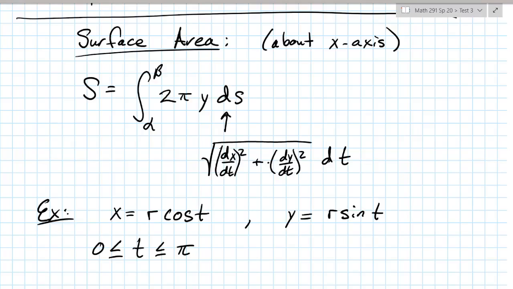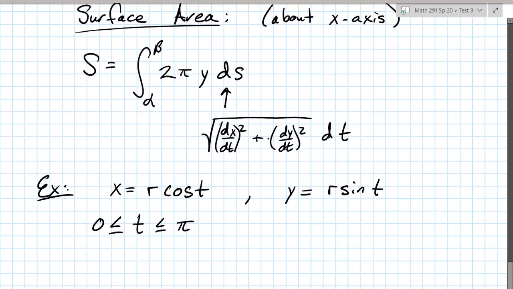Our last application in this section is surface area. And our formula for surface area, if we rotate about the x-axis, is the integral from alpha to beta of 2 pi r, our radius is the height, the y, times the ds. And ds we saw from the arc length before is the square root of the derivative of x with respect to t squared plus the derivative of y with respect to t squared dt.